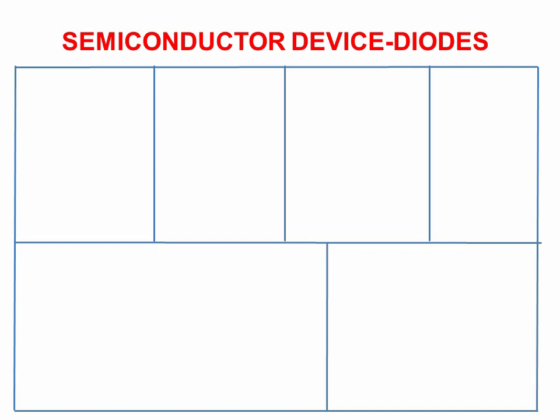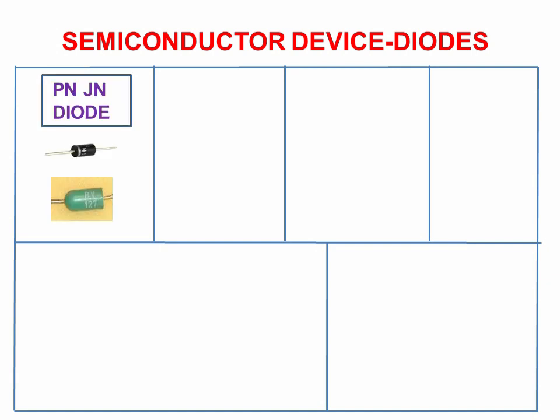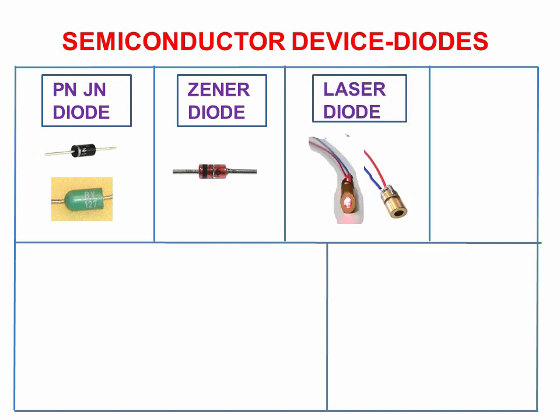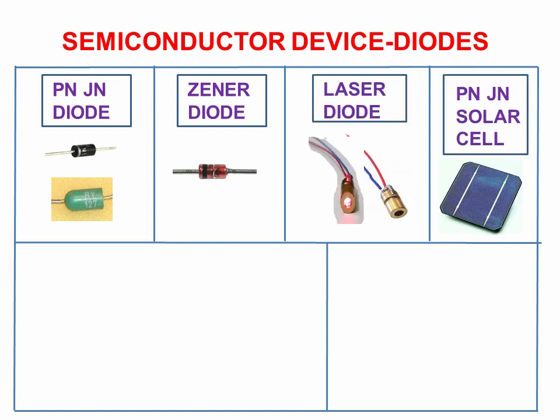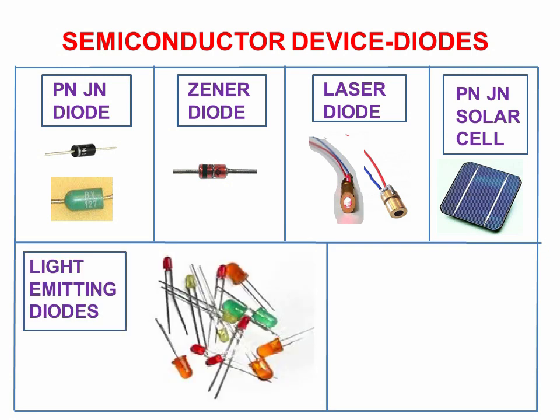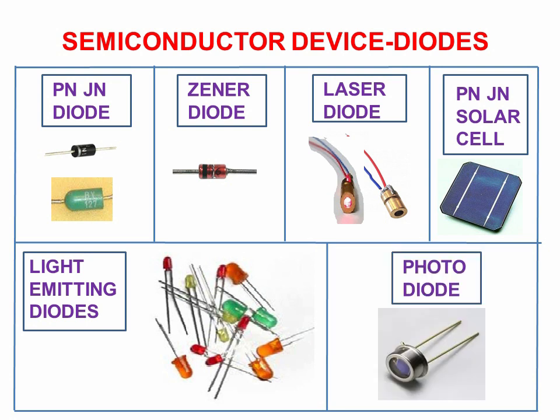Now you are seeing the semiconductor devices. This is PN junction diode. From that basic concept, the remaining devices are made: Zener diode, laser diode, PN junction solar cell, light emitting diodes and photodiode.